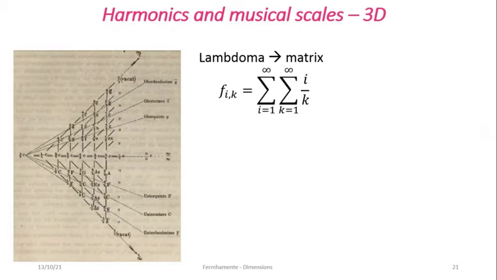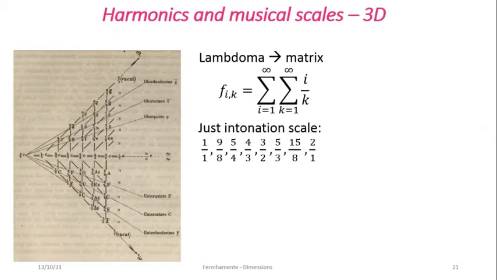We can see how one half of the lambdoma contains the reciprocal integer ratios of the other. For example, 3 divided by 2 and 2 divided by 3. Another typical example for a scale derived from the lambdoma is the just intonation scale, which uses integer ratios based on the prime numbers 2, 3 and 5.